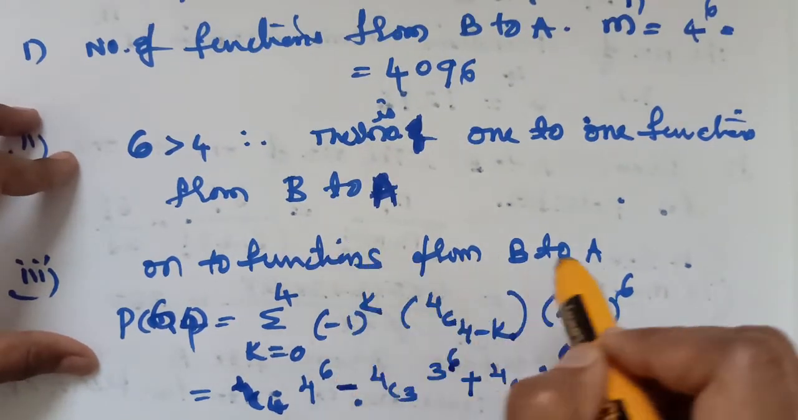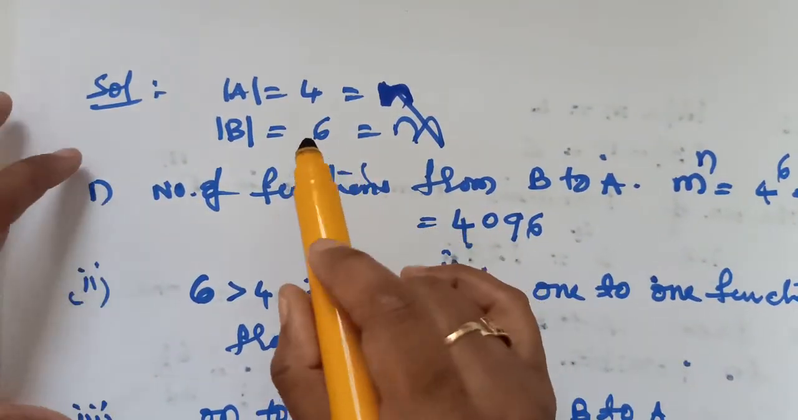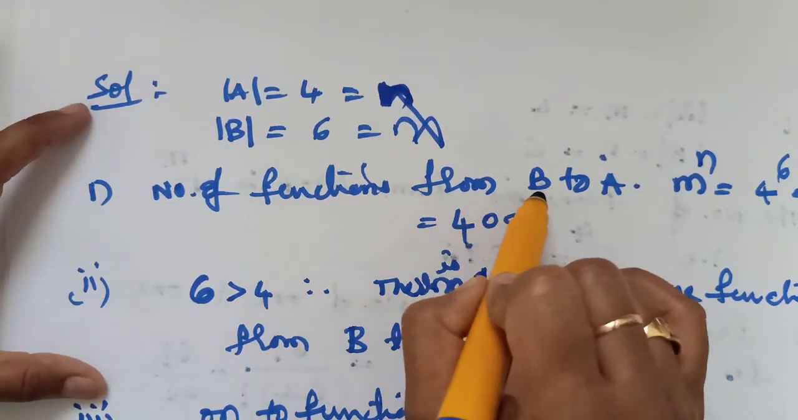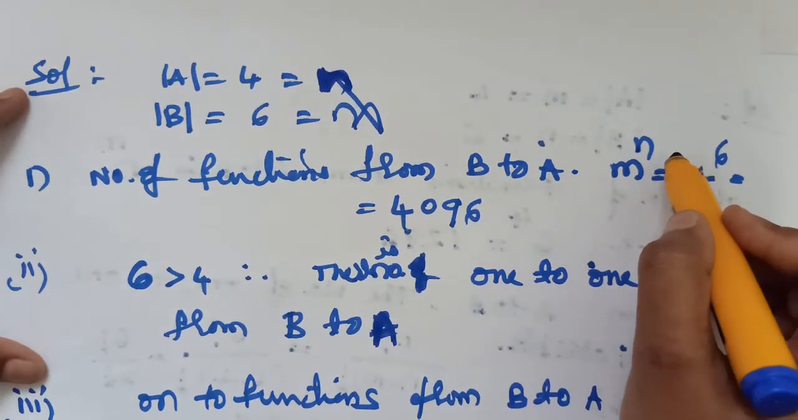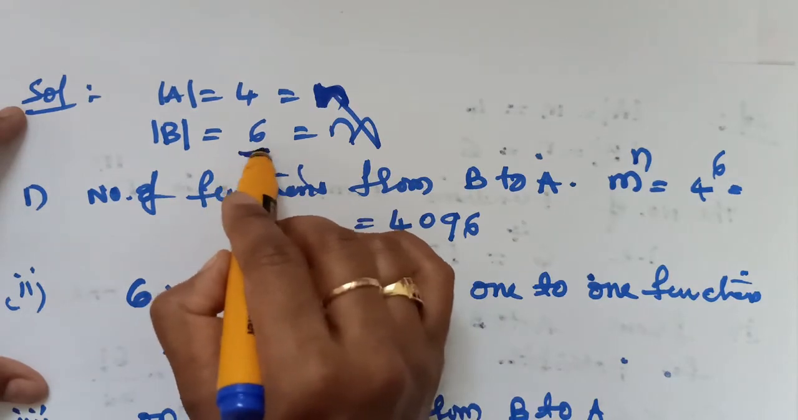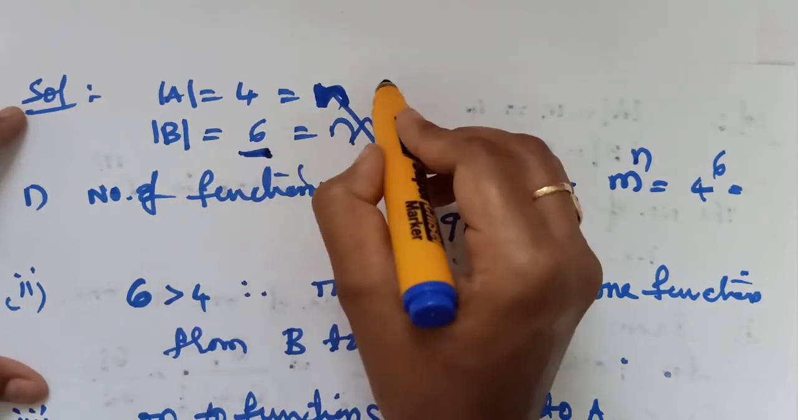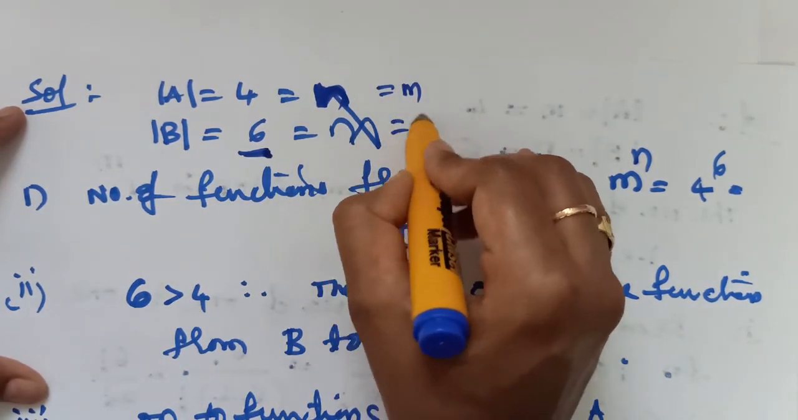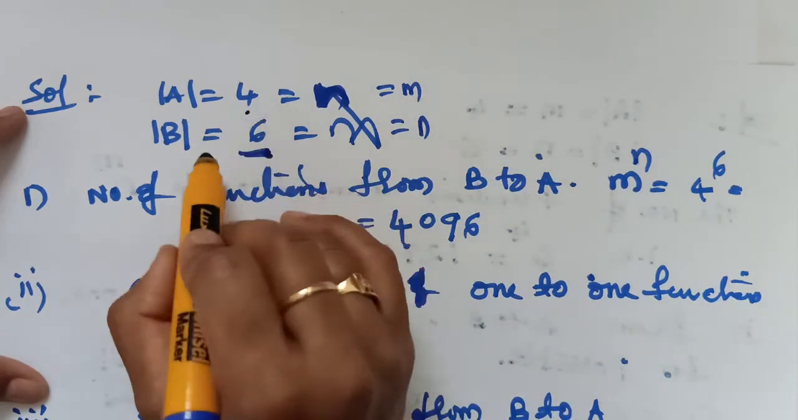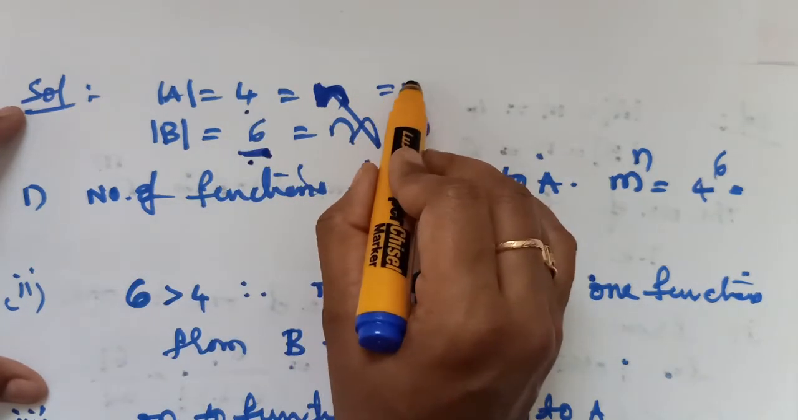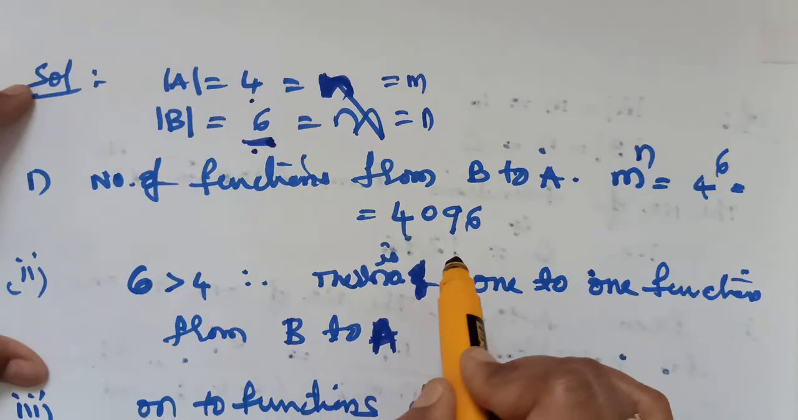Only one point you need to remember, when you are calculating functions from B to A, the formula is m power n. Here m is 6, sorry, this is m and this is n. M is 4, n is 6. 4 power 6 is 4096.